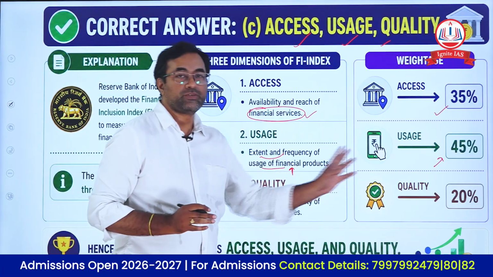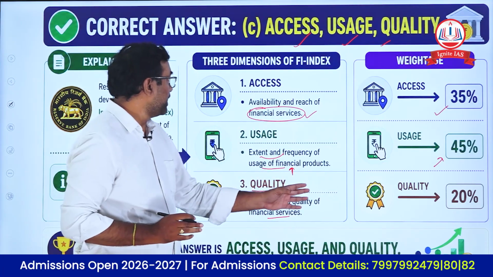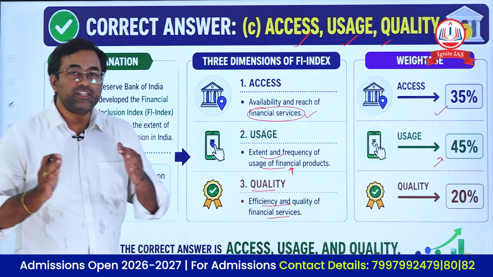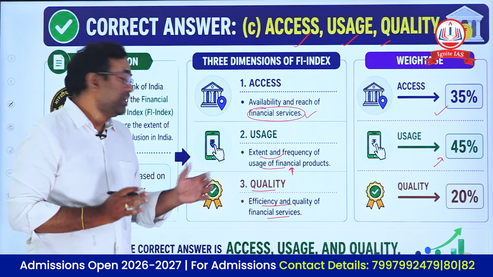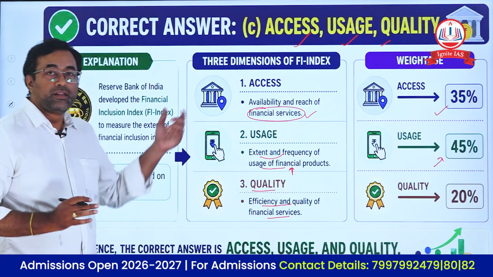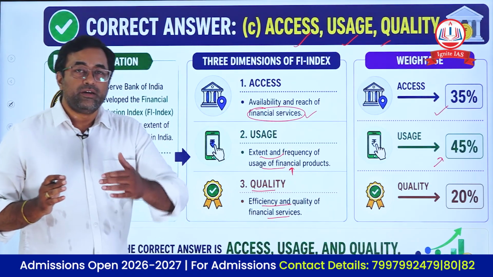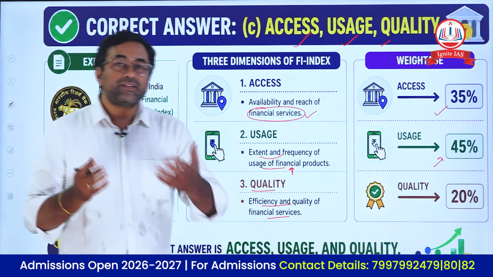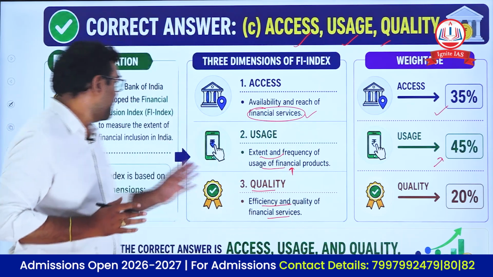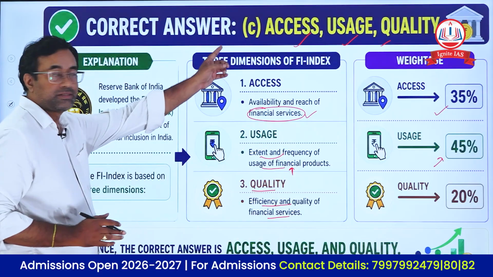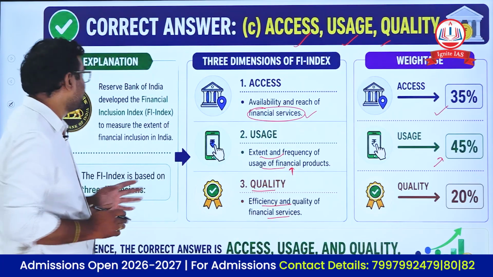So the weightage is given as 20. Based on this particular index, the performance of various banks and other financial institutions operating in India can be analyzed, and the necessary suggestions can be given by RBI so that we can provide better financial services to the customers. That is the idea of RBI. These are the three particular dimensions, and the answer for this question is C.